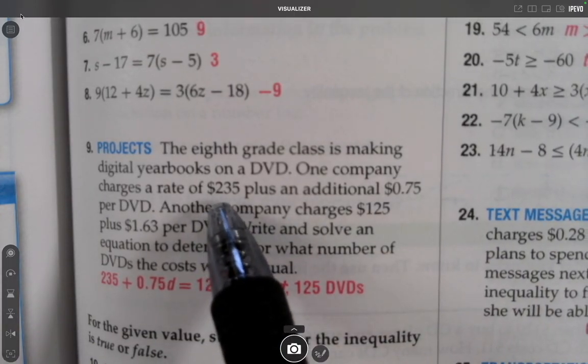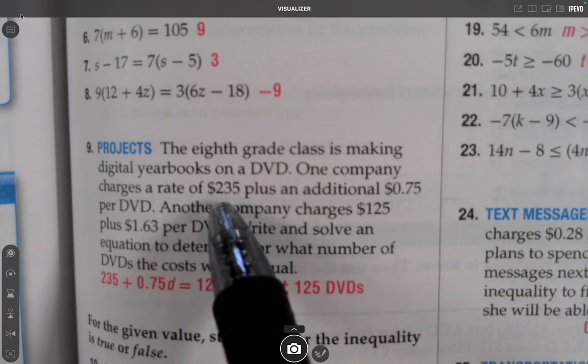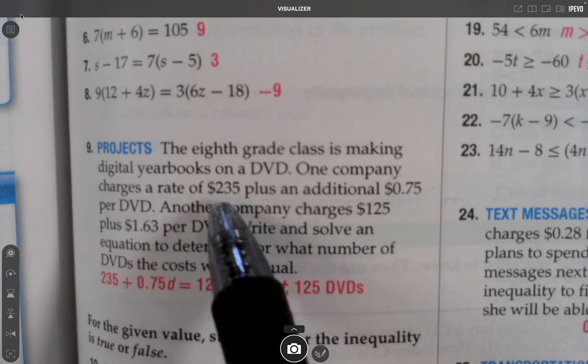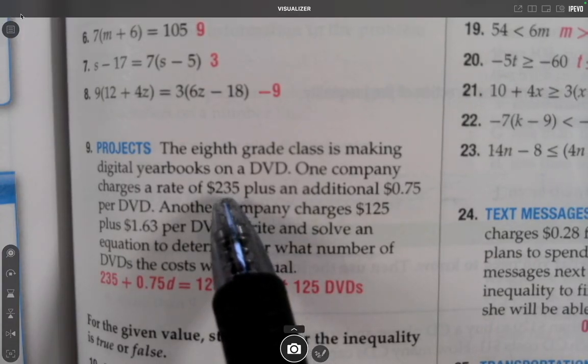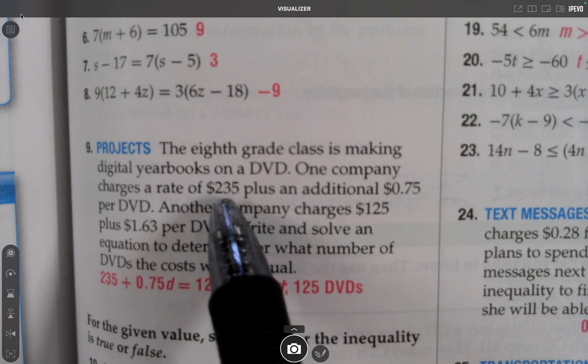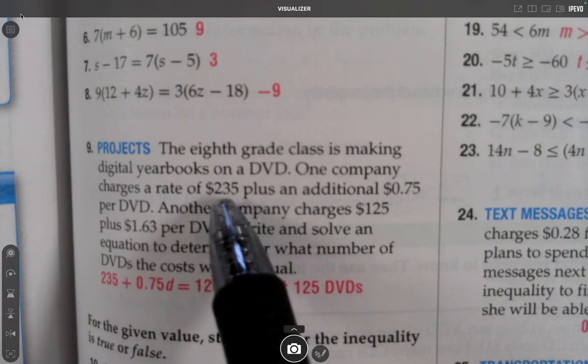So this is a flat rate that they're going to charge them. It doesn't matter if they only order one yearbook through DVD or 1,000. They're going to charge them $235 just for them making the digital yearbook for them. You get the point. Flat rate.